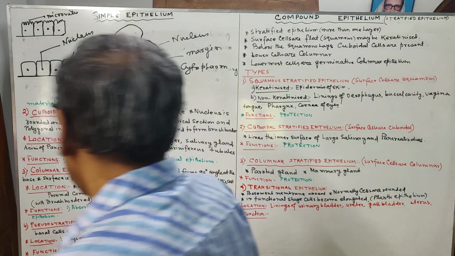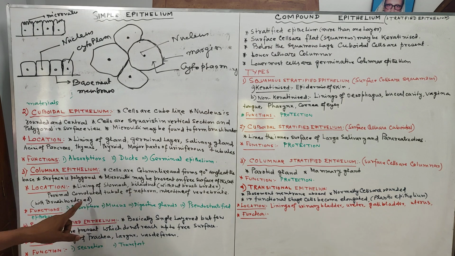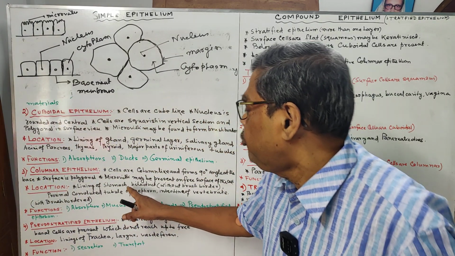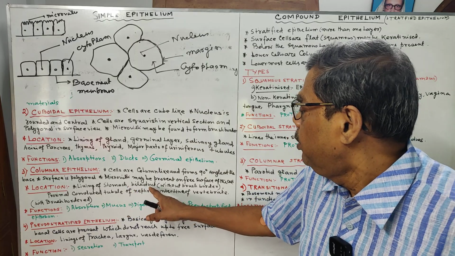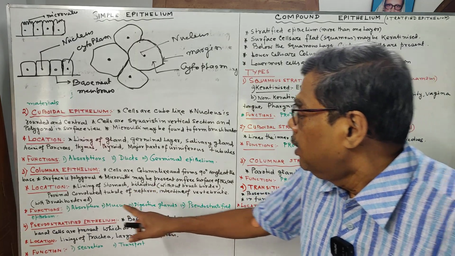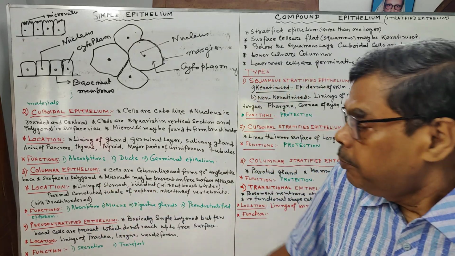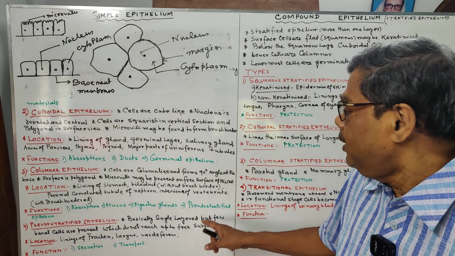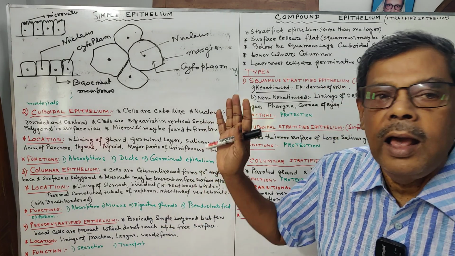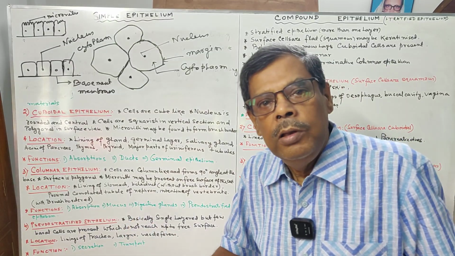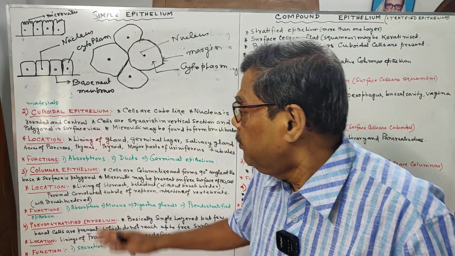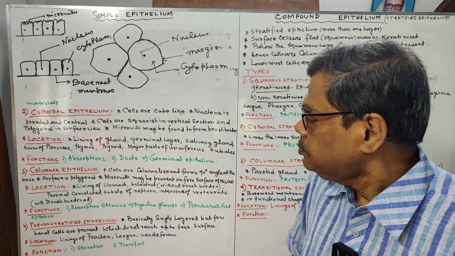Where is columnar epithelium found? Lining of the stomach, lining of the bile duct, lining of the proximal convoluted tubule of the nephron, intestine of vertebrates, etc. These parts of the alimentary canal are lined with columnar epithelium.